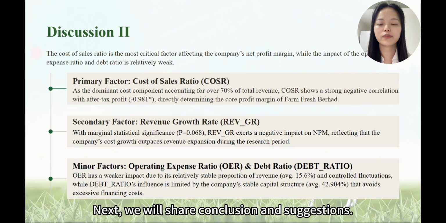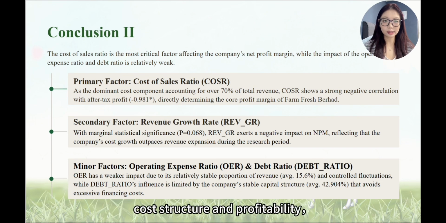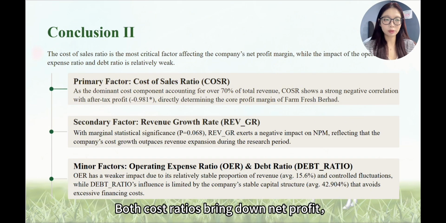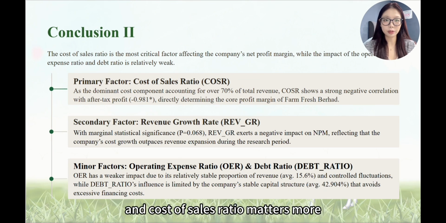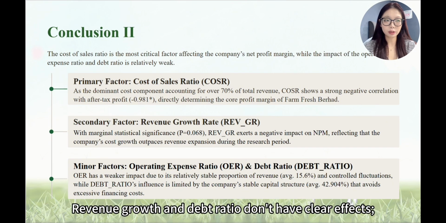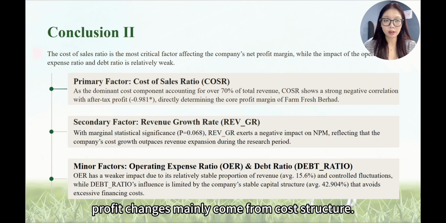Next, we will share conclusions and suggestions. Our study focuses on Farm Fresh per head cost structure and profitability, looking at cost of sales ratio, operating expense ratio, and net profit margin. Both cost ratios bring down net profit, and cost of sales ratio matters more. It's a key cost, tightly tied to profits. Revenue growth and debt ratio don't have linear effects. Profit changes mainly come from cost structure.